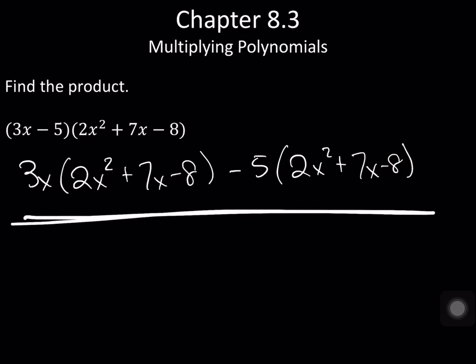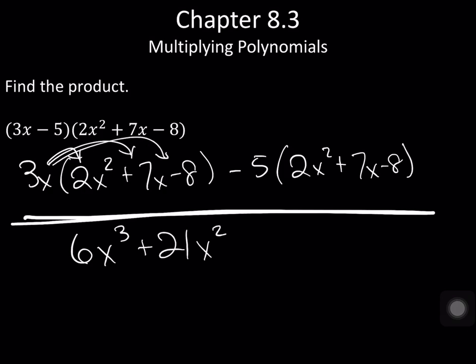So let's distribute the 3x, right? So 3x times 2x squared, 6x cubed, plus 21x squared, minus 24x. All right, so we've got the 3x distributed. Now let's get the negative 5 distributed. Okay, so negative 5 times 2x squared, that's going to be negative 10x squared.